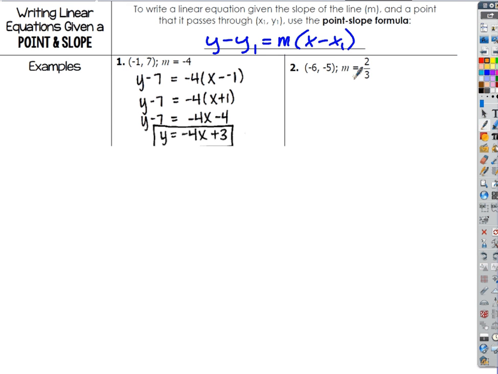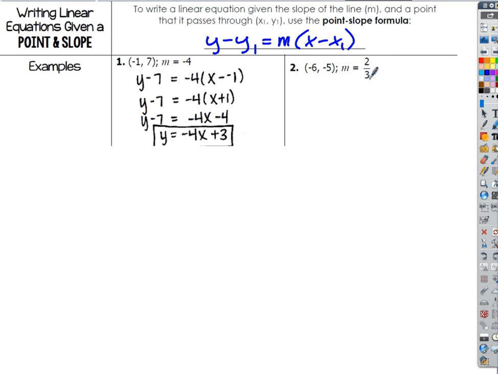So let's try this one then. If I want to write the equation of the line that passes through the point -6, -5 with a slope of 2/3, we start off with just slope-intercept form. And why do we start off with slope-intercept form? Because I'm given a slope, not slope-intercept. What do we call this? Point slope. Point slope form.